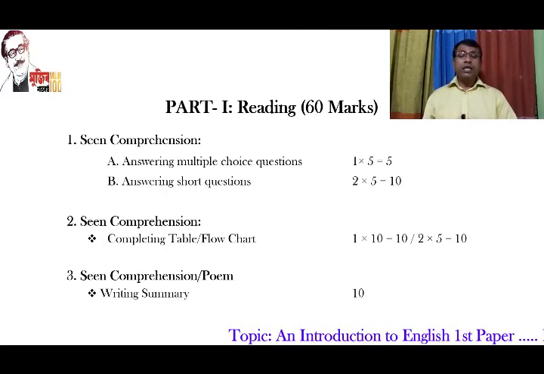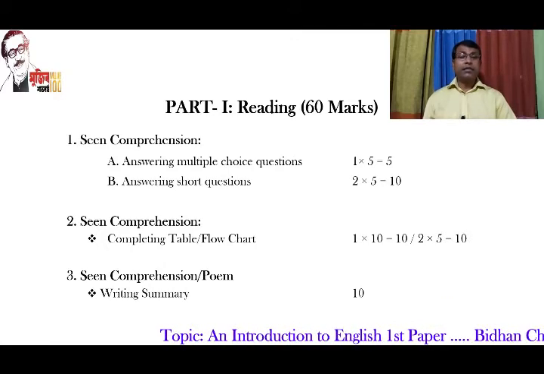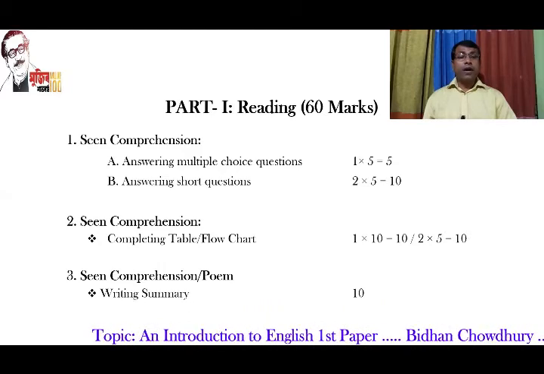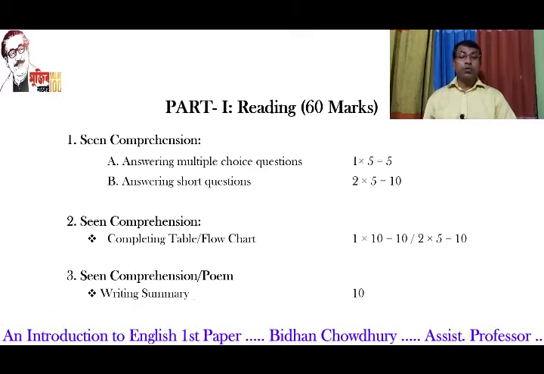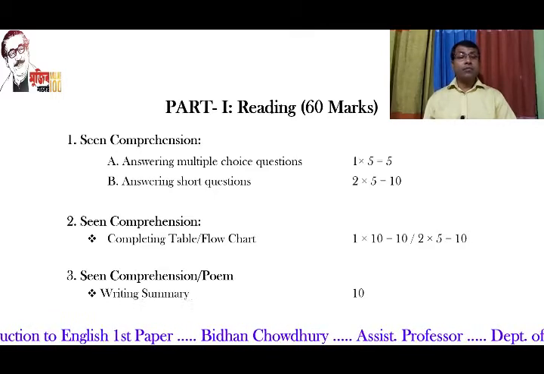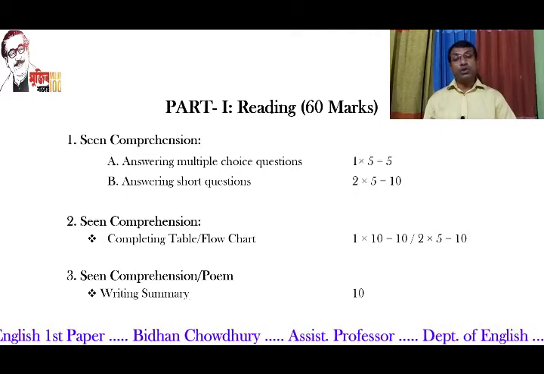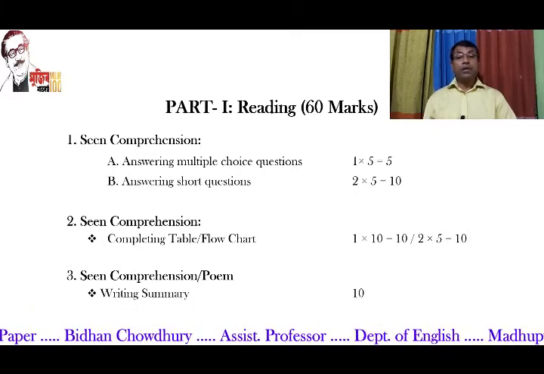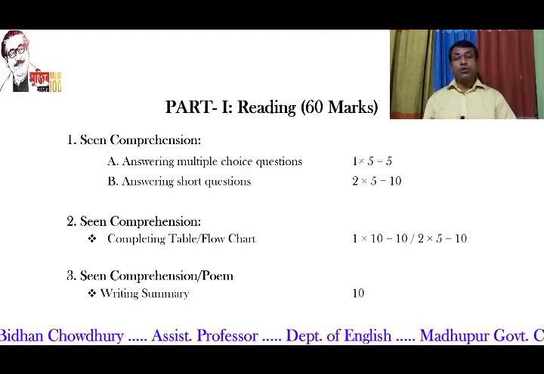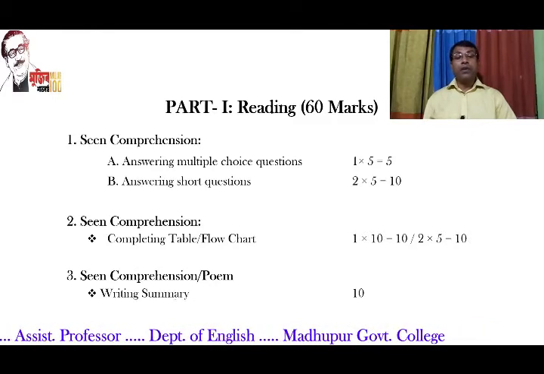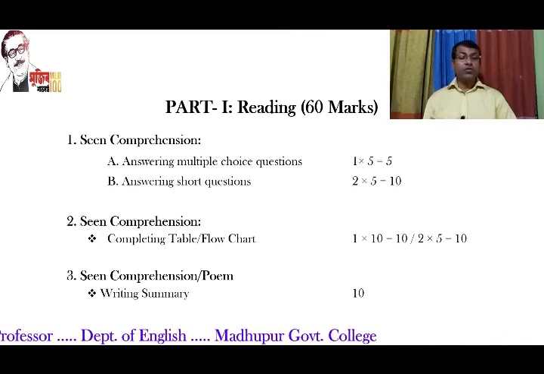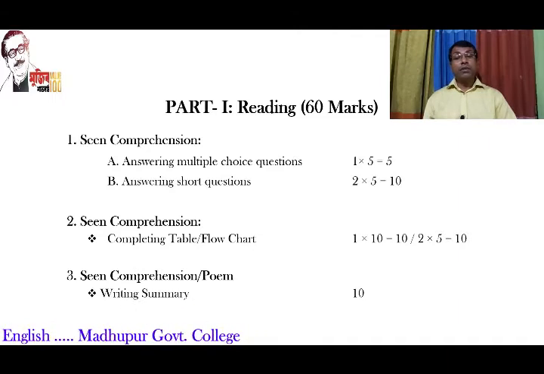And if flowchart is selected, in the flowchart, 5 boxes will be provided without any information, and you students will have to provide necessary information as per direction of the question. You will have to give relevant information in the flowchart, and for the flowchart, that means for the 5 pieces of information in the 5 boxes, you will get 10 marks. So question number 2 will carry 10 marks.